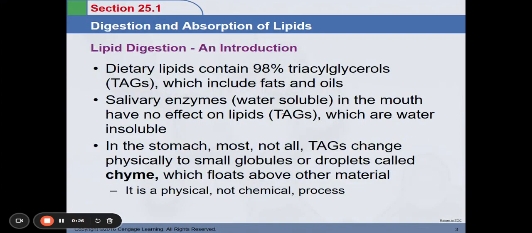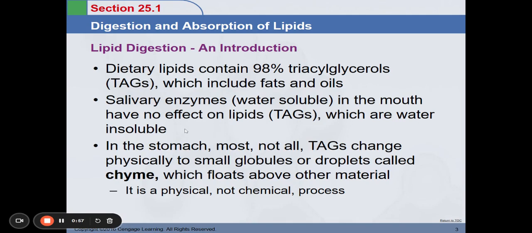So, lipid digestion. Dietary lipids first contain 98% triacylglycerol. If you can remember from our lipid discussion, we have triglyceride, triacylglycerol, or TAGs, which include fats and oils. Salivary enzyme in the mouth has no effect on lipids. That's why the digestion of your lipids starts in your intestines, not in your mouth.